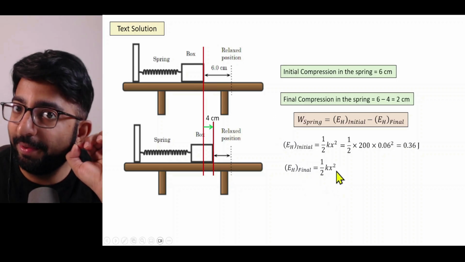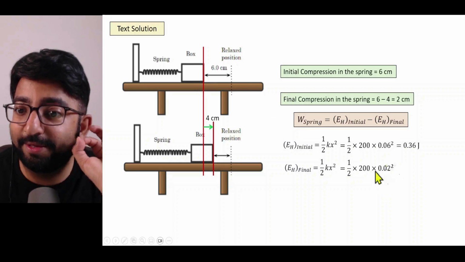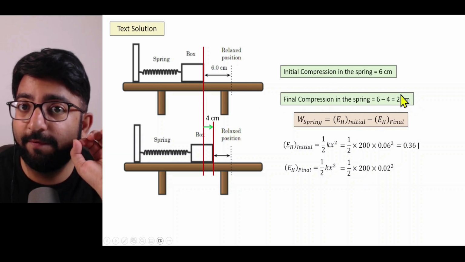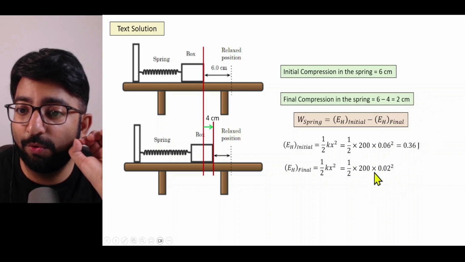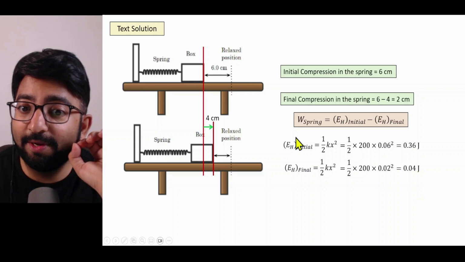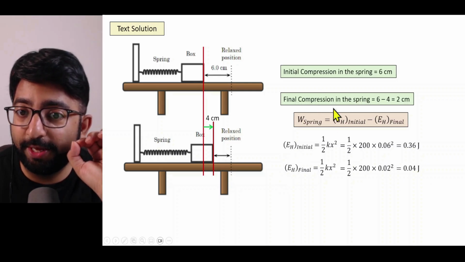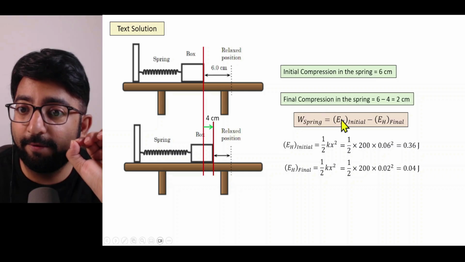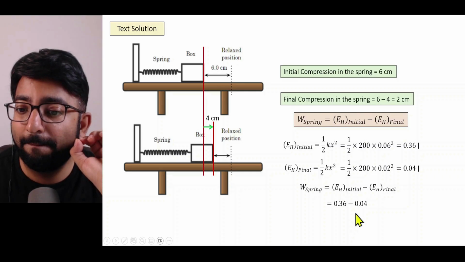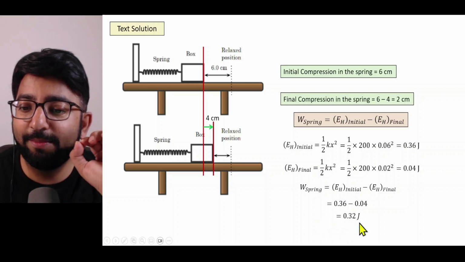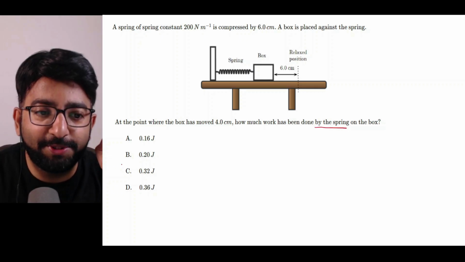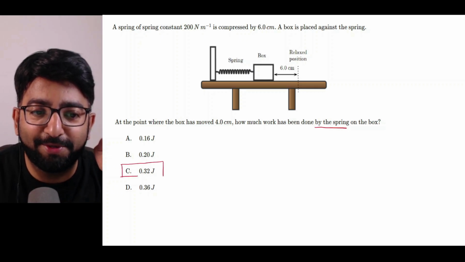Finally, the formula stays the same, but the only difference is the value of x. The final compression in the spring was 2 centimeters. So if we convert that into meters and use it, we will get 0.04 joules as the answer. After finding out these two energies, we use the expression work done by the spring will be initial minus final. So it will become 0.36 minus 0.04, which comes out as 0.32 joules. So coming back to the question, option C is the right answer for this question.